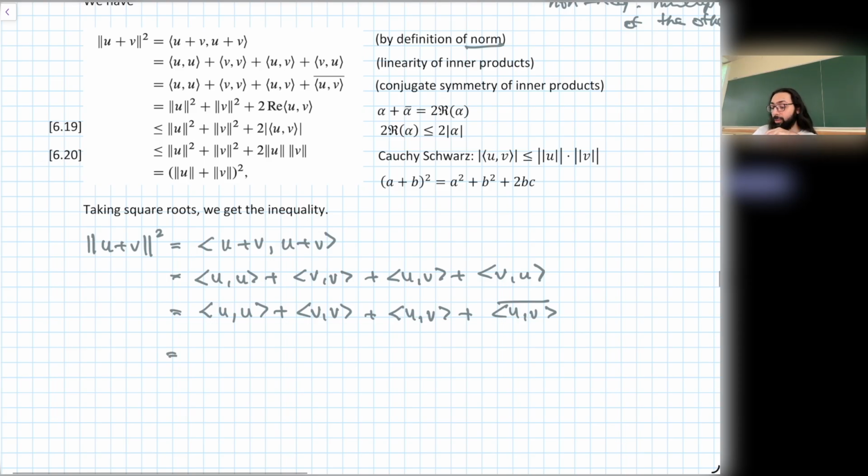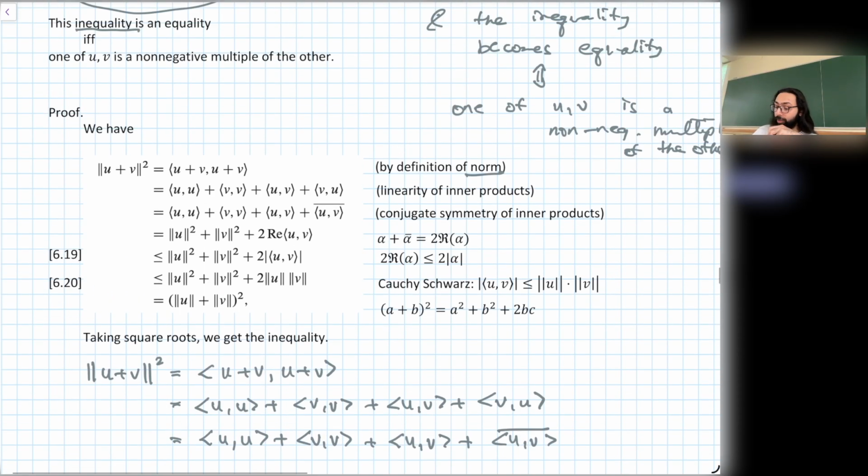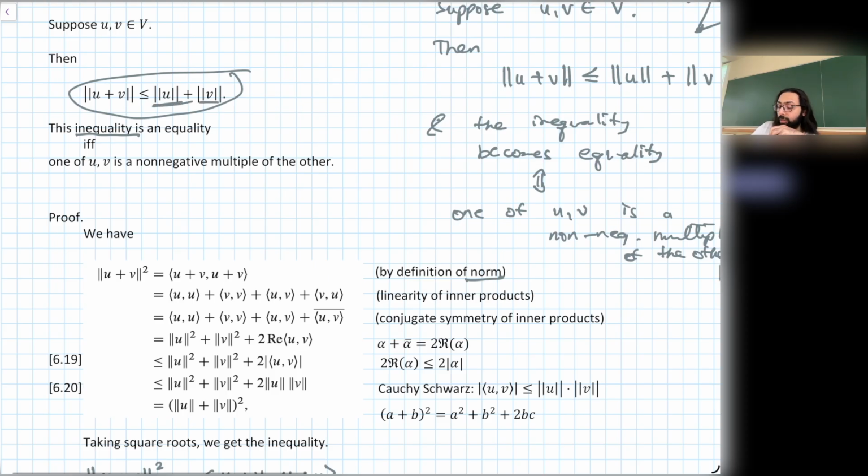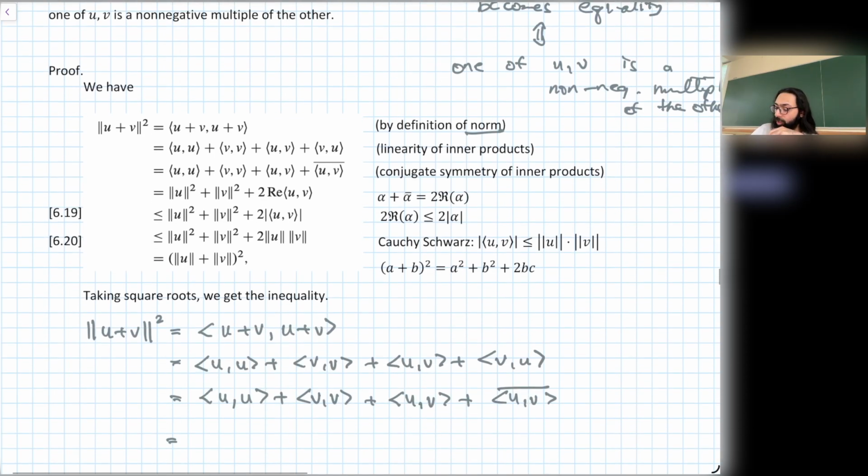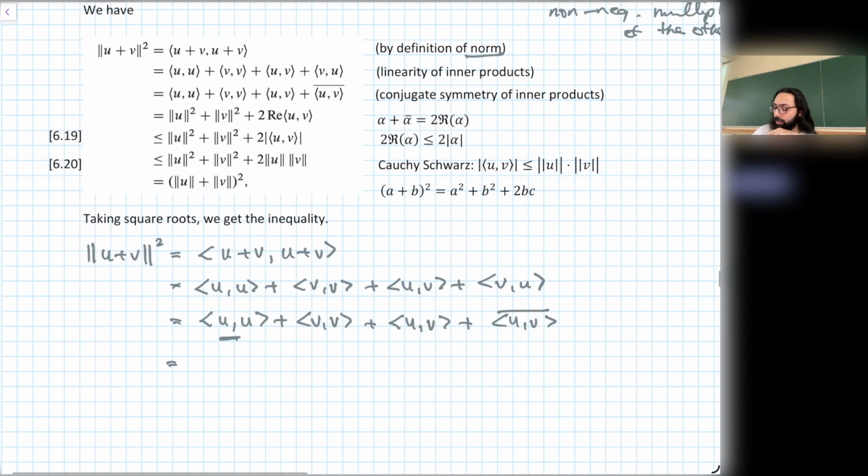Now, what do we want to do? In the end, we want to get back to the norms. This is already in that form, so we can write it as the norm of u. Is there a square or not? There is. Good. Similarly for v, it's fine.